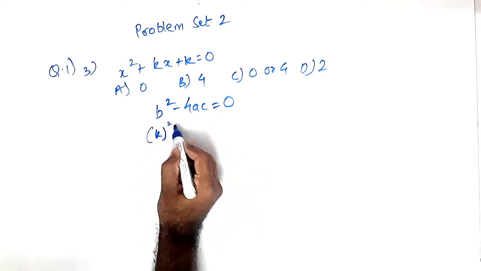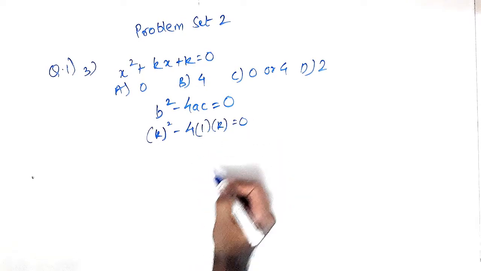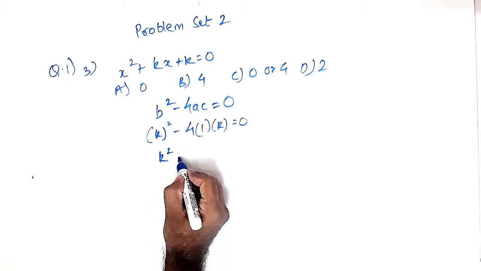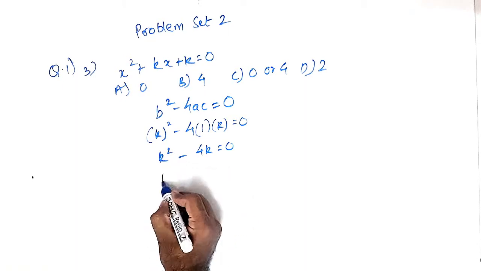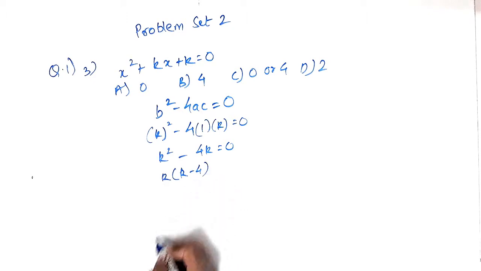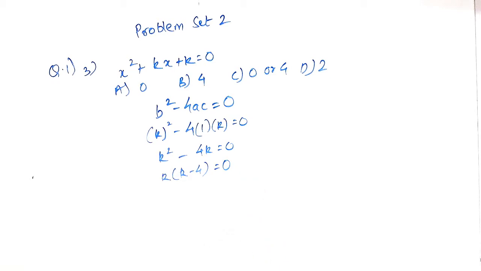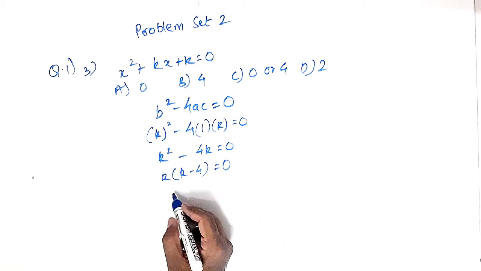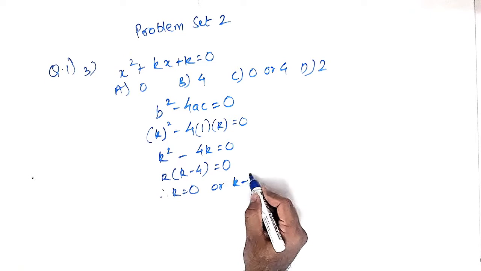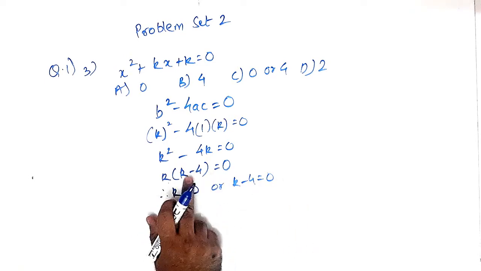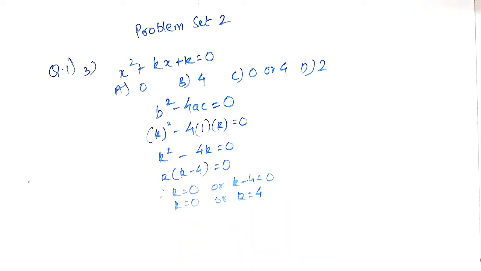b is k square minus 4, a is 1, c is again k equals to 0. Okay, so this becomes k square minus 4k equals to 0. Now k is common, k minus 4 remains, equals to 0. Now either k is equal to 0 or k minus 4 equals to 0. So k equals to 0 or k equals to 4.